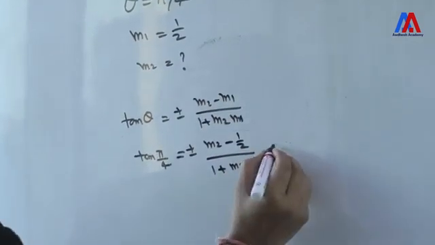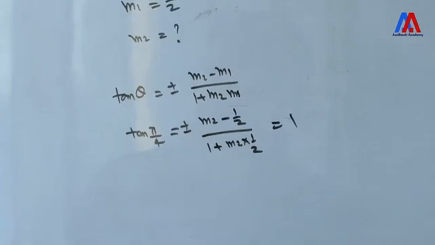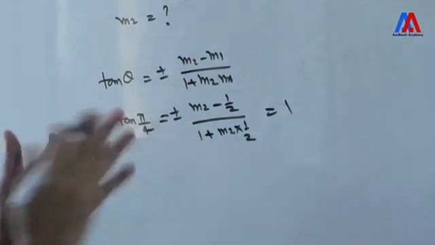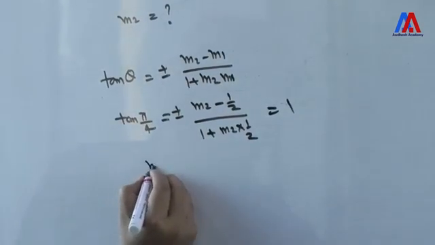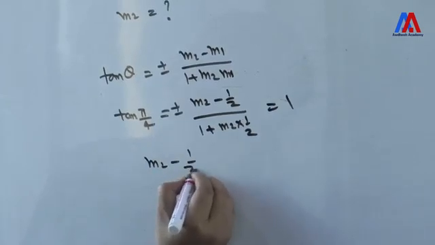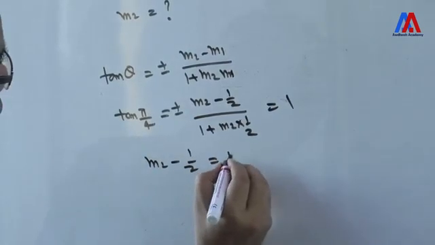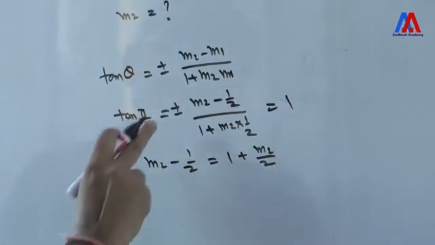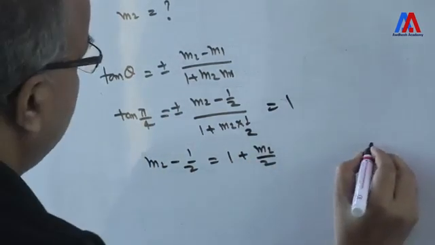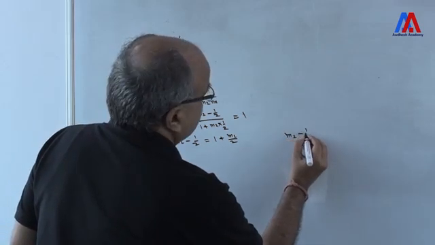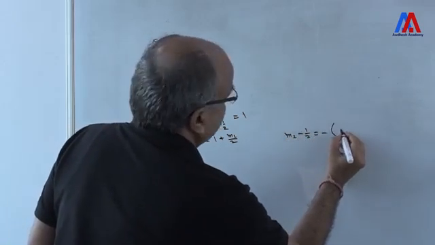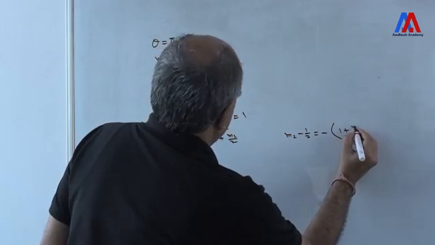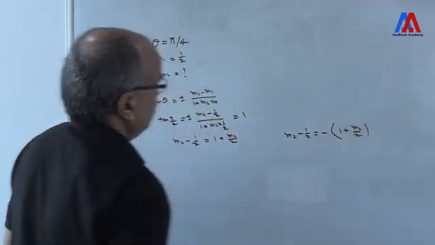Tan of 5π/4, we know, is equal to 1. So what we get here is two equations. One is m2 minus half is equal to 1 plus m2 by half, when we take plus, and the other equation is m2 minus half is equal to minus of 1 plus m2 by 2.